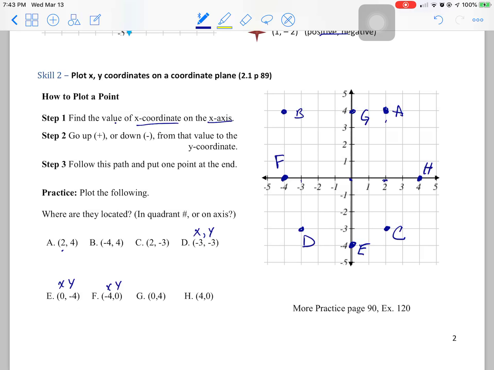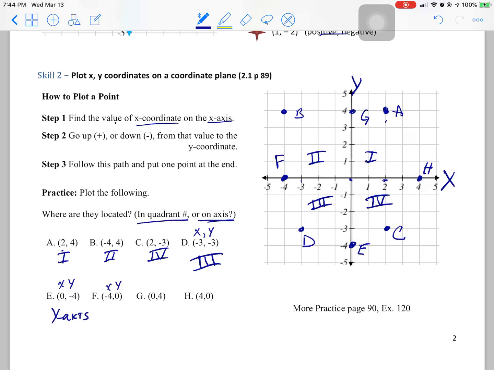So that's H. The way they're going to ask on the homework, they're going to say, where's A? And you're going to say A is in the first quadrant. B is in the second quadrant. C is actually in the fourth quadrant. And D, sit there and write it down a couple of times so you remember where they are. D was in 3. But E is in between two quadrants. We don't put in between. We put that it's on the y-axis or the x-axis. So E is on the y-axis. That's why the homework is going to say in which quadrant or on what axis.